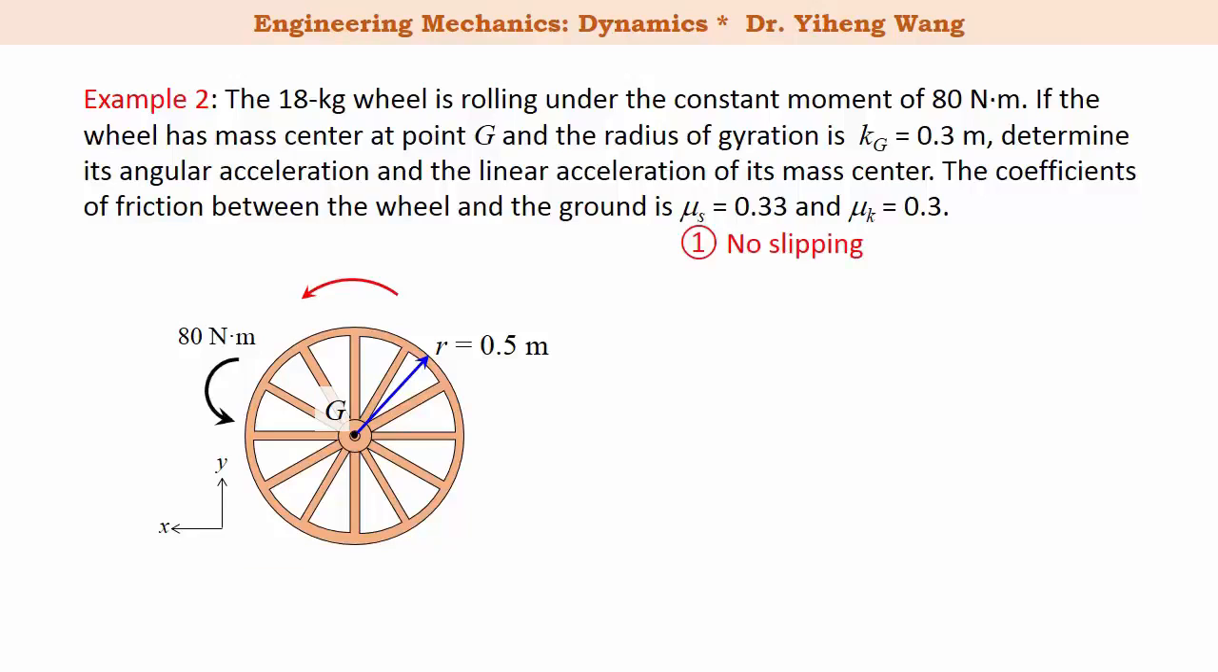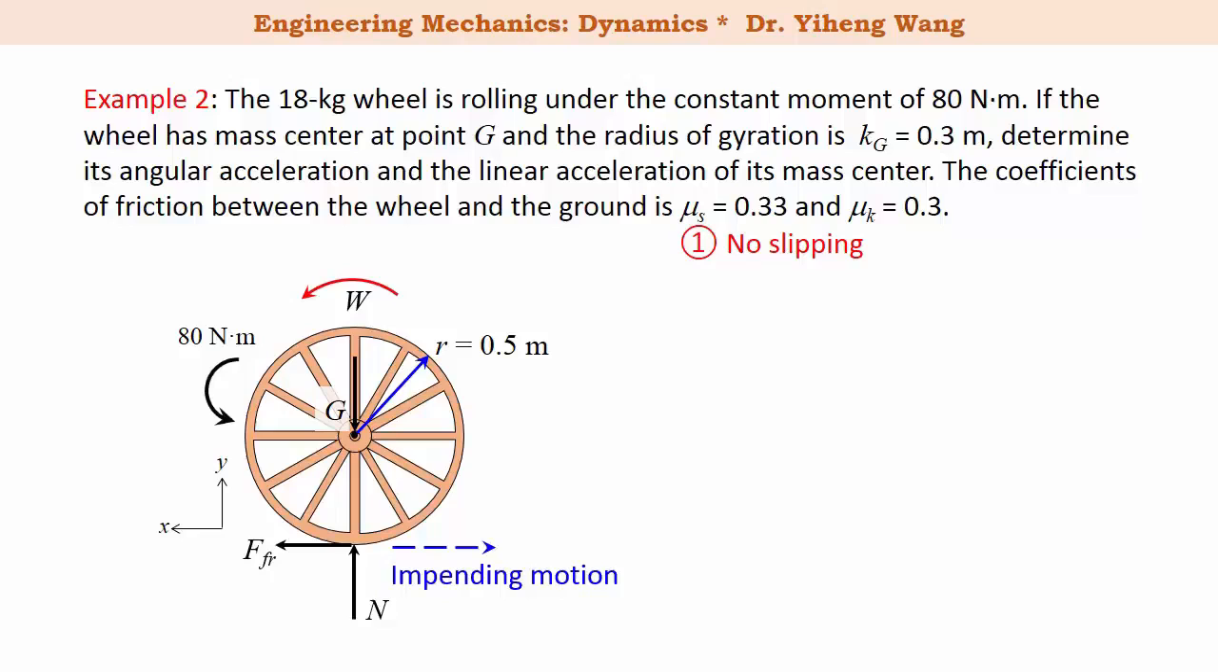Let's look at the first situation, assuming slipping does not happen. We draw the free body diagram of this wheel. It is subjected to the applied couple moment, its own weight force, normal force from the ground, as well as the frictional force exerted by the ground to the wheel. And it is important to determine the direction of this frictional force. Now, when this wheel is rolling under this couple moment, at the point of contact, the impending motion of the wheel is to the right.